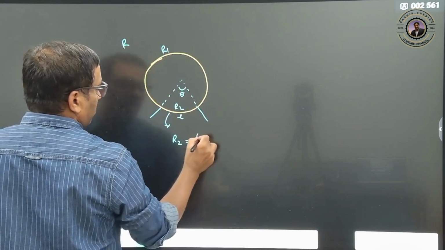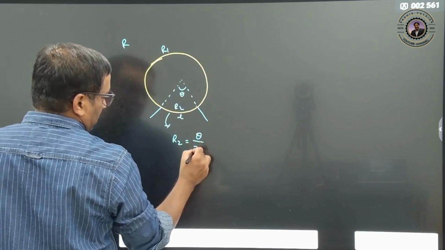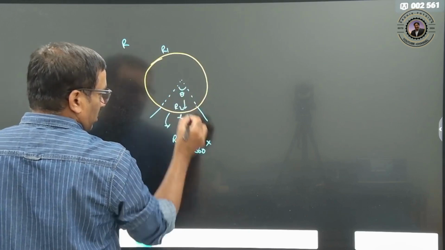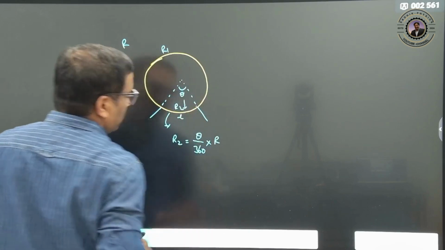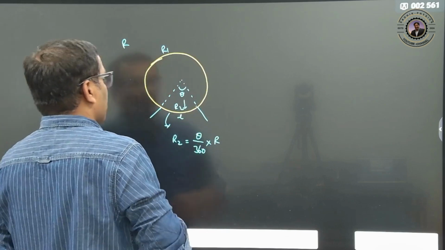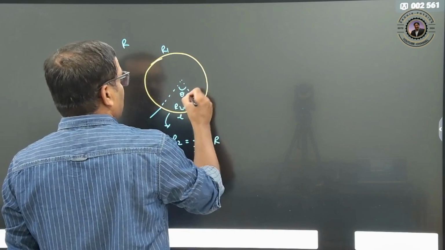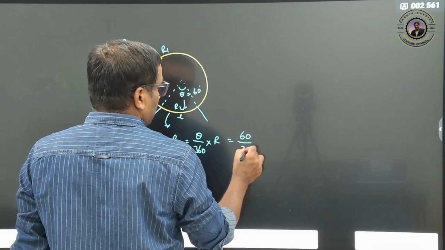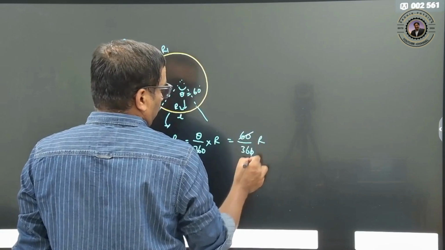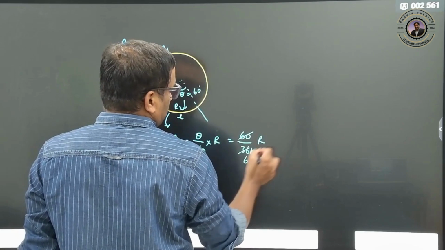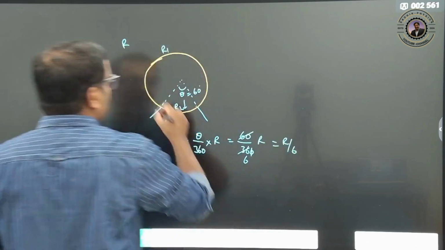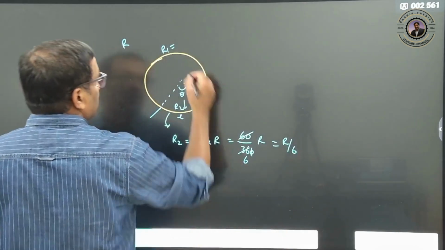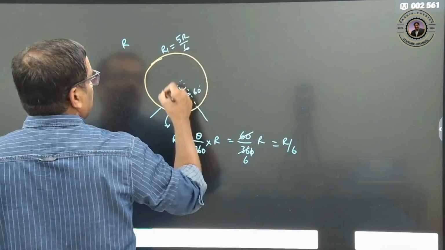R2 part, I can write down as theta by 360 into the total length, so it will be R, it will be our answer now. And for the remaining part, suppose I take it as 60 degrees, so I get 60 by 360 into R, which is R by 6. For the remaining other part, total R minus R by 6 is nothing but 5R by 6. So how are they connected?